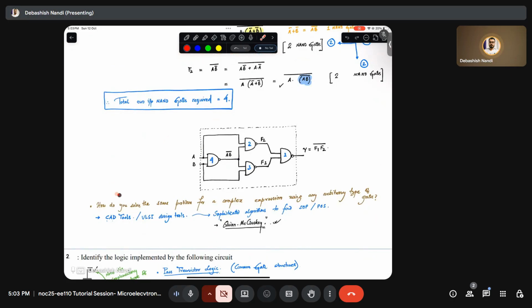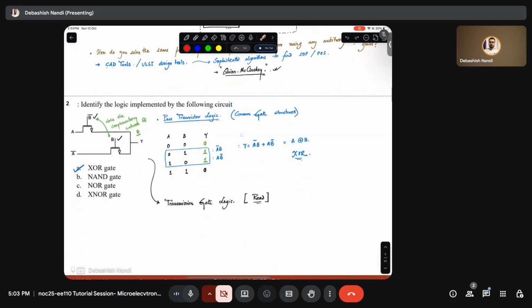And I have also mentioned to the students that in case of complex logic, sophisticated algorithms such as Quine-McCluskey and others are generally used to decompose the expression into a sum of products or product of sums based upon the design requirement.